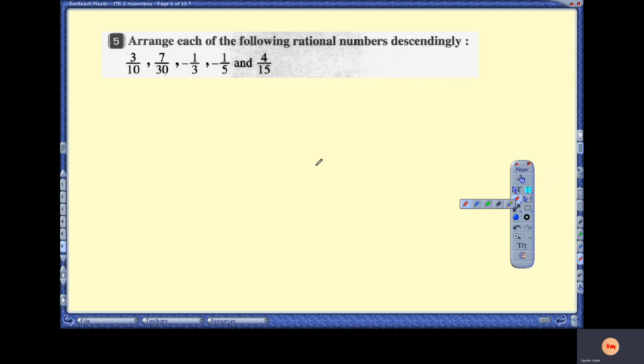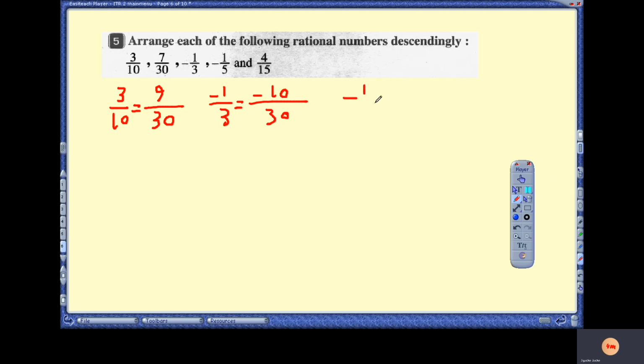Now, write 3 over 10, and the denominator is 30. 10 times what equals 30? 3. So 3 times 3 equals 9. Then negative third: 3 times what equals 30? 10. Negative 1 times 10 equals negative 10.